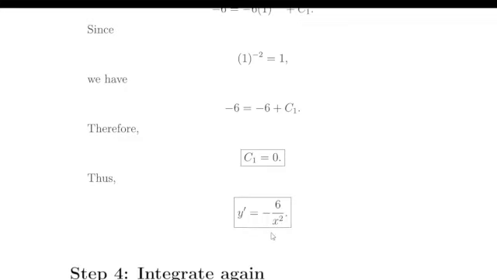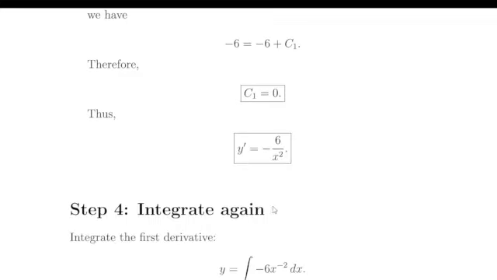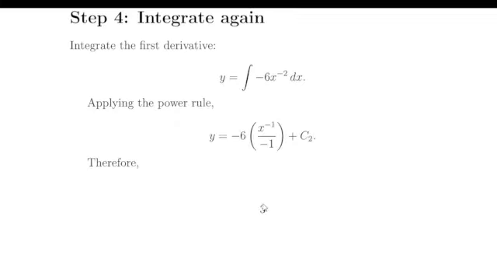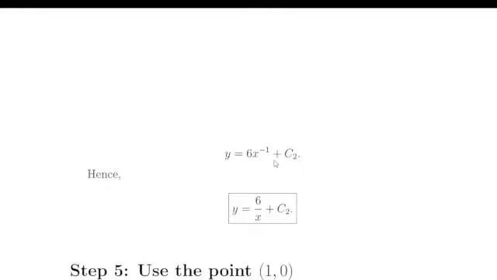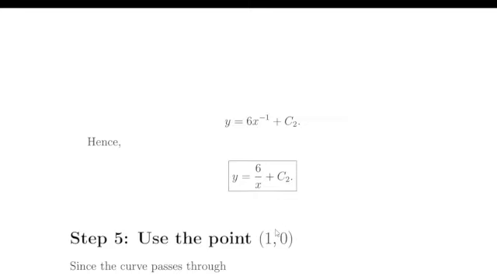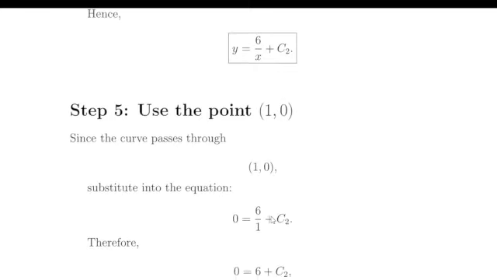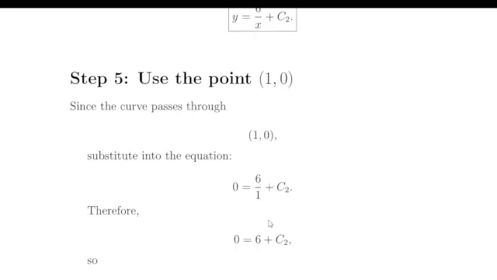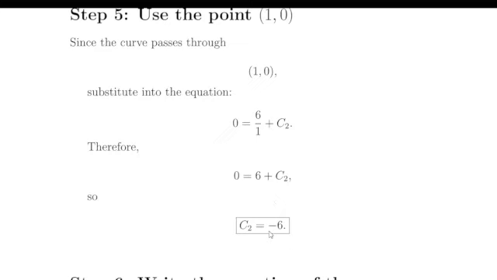So y prime is -6 over x squared. We will integrate this again to get y, and we end up with 6x to the negative 1 plus a constant. But now we want to use the point (1, 0). So we plug in 0 for y, 1 for x, and end up with a constant being -6.